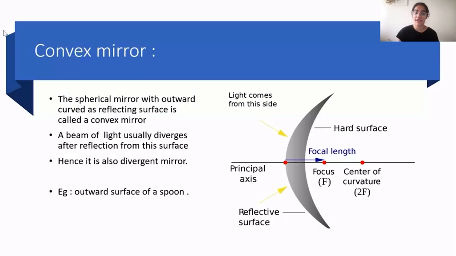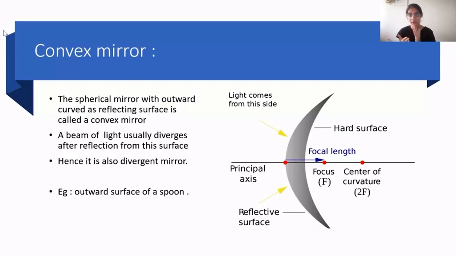Now, convex mirror. Similarly, the outward curved surface of a spherical mirror acts as the reflecting side. It means light will be incident on this side. Light will be incident, and it will get reflected back from this curved surface. This will act as the polished surface. This side will act as the mirror and the other side will be covered with a substance and turn hard, and light will not be allowed to pass through the inward surface. Hence, this kind of mirror is a convex mirror.